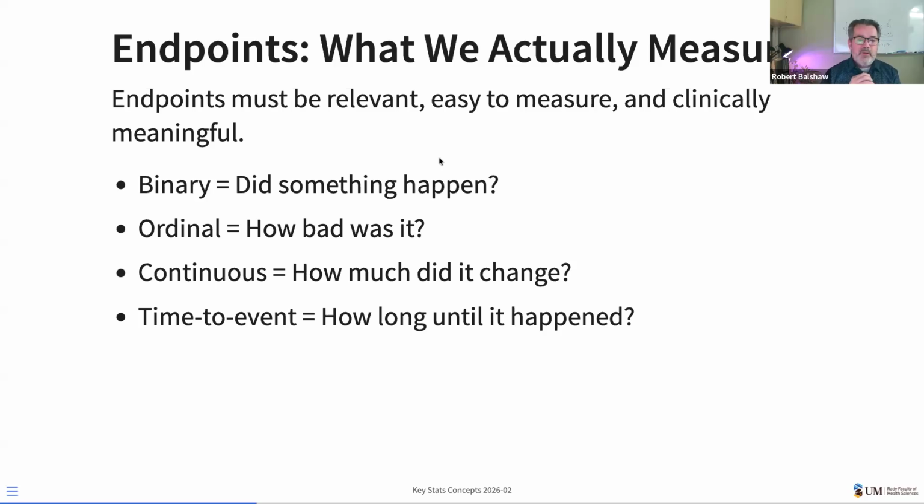Ordinal outcomes, how bad was it? And characterizing the things that might be associated with how bad the event was. Continuous outcomes, how much did the endpoint change from initiation to completion of the trial, or comparing the averages between groups? Those are the kinds of things of continuous measurements. And time to event, how long until that event happened? It's not just about whether or not it did happen, it's about how long until it happened.